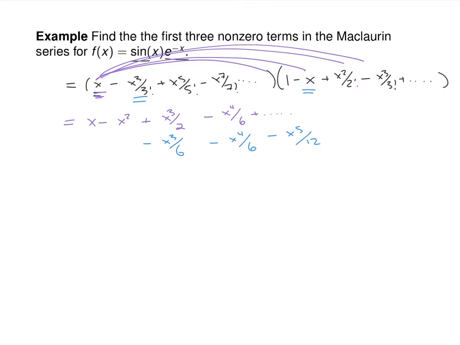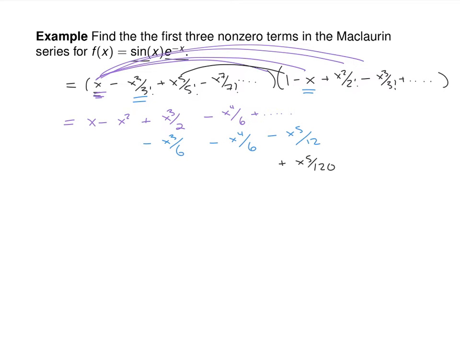And the question is, do we care about what happens when you distribute x to the 5th? The answer actually is no, because the lowest power you're going to get will be x to the 5th over 5 factorial times 1. So that's going to be minus x to the 5th over 120, or plus that. And everything else is going to have larger powers.